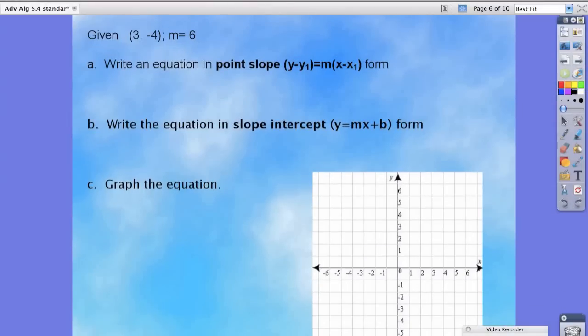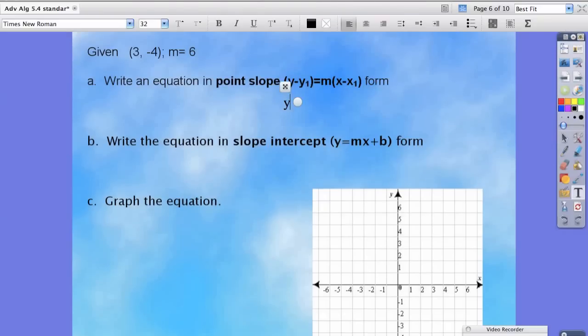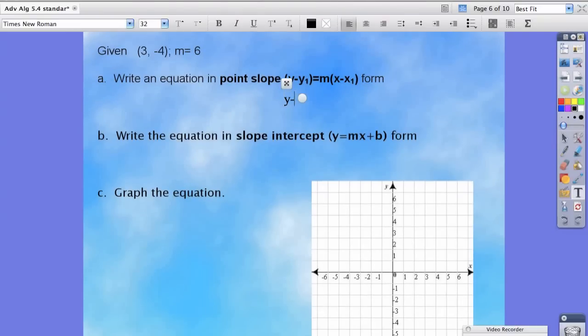Now, this is the point where it gets slightly trickier, but not too difficult. Part A says write an equation in point slope form. And we write point slope form right here. It does give us a point and a slope. Hence the reason why they call it point slope form, because they give us the point and they give us the slope.